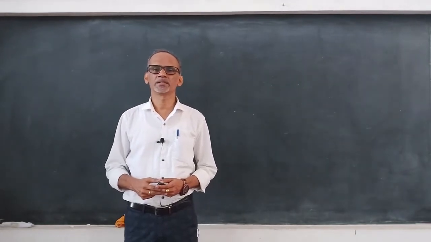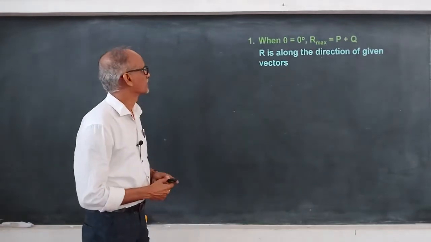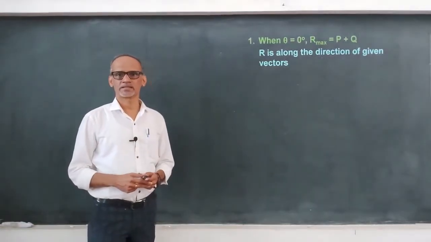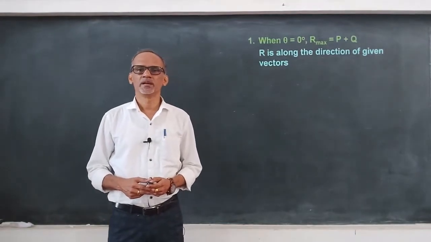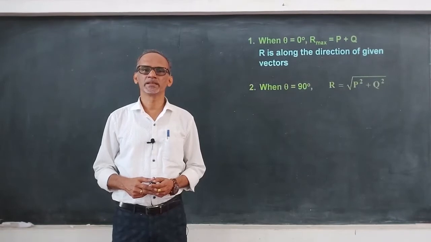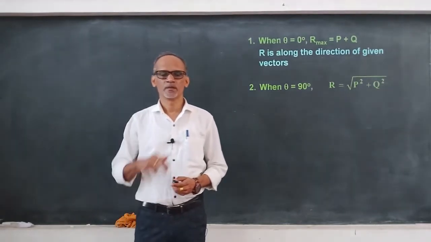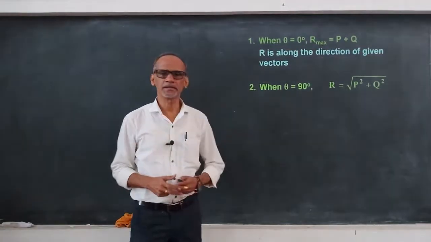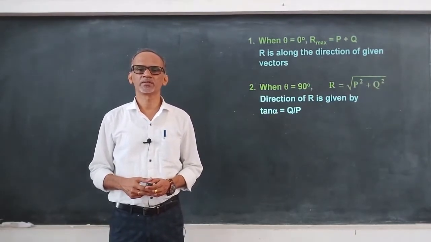And then we have learnt three different cases out of it. When theta is 0, maximum resultant, that is R max is P plus Q. Direction of the resultant is along the given vector. When theta is 90 degree, the resultant is R is equal to square root of P square plus Q square. And tan alpha is given by Q by P, that is the direction of the resultant is given by tan alpha is equal to Q by P.